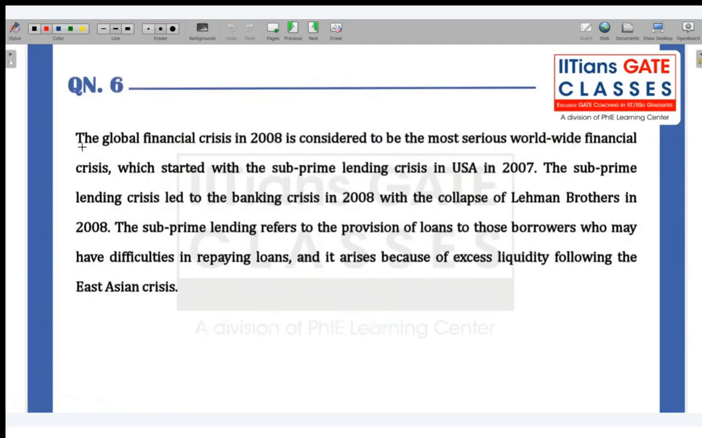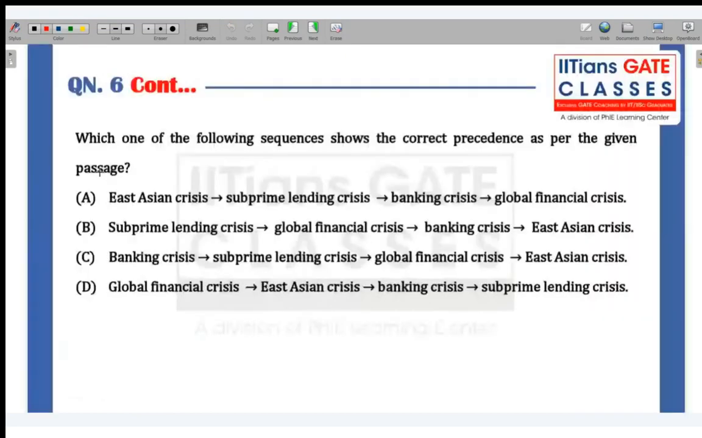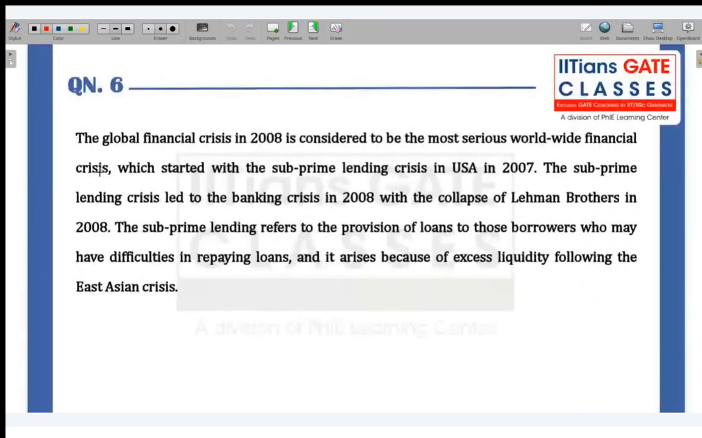The global financial crisis in 2008. So again this question is from English. So you see, English weightage is huge, right? If you skip the English part, you might lose around 5 to 6 marks. The total marks is 15, right? The global financial crisis in 2008 is considered to be the most serious worldwide financial crisis.